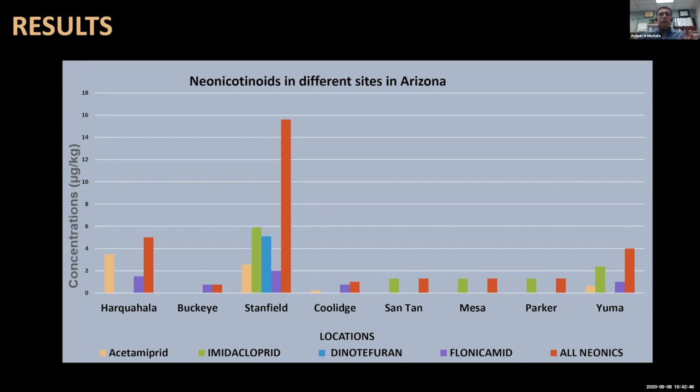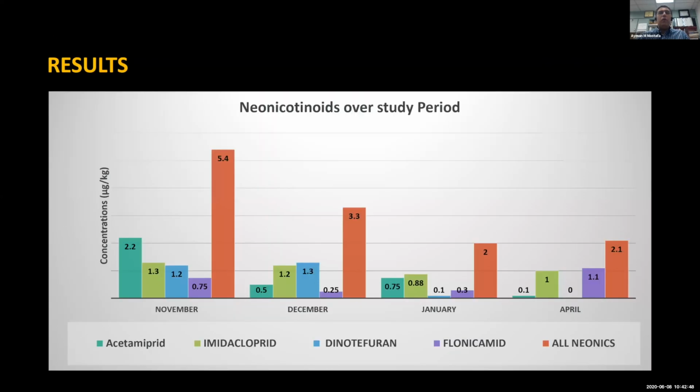I want you to just remember these numbers as we go forward. Another way that we put these results is over time. So you have them in November, December, January, and April. And to our surprise, we found them quite high in November, but low when it comes to April, the time from January to April.